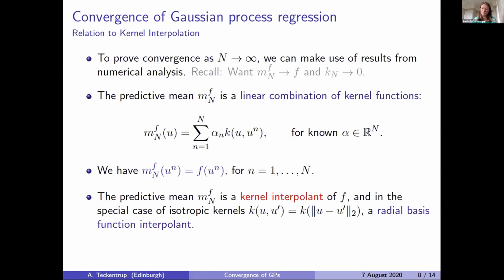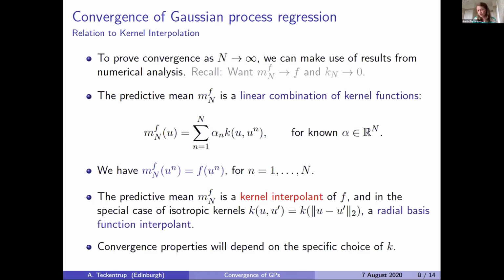So radial basis function interpolants, or more general kernel interpolants, have been studied a lot in approximation theory, right? So there is actually a lot of information about what happens as n tends to infinity, and you can use this theory to apply it to Gaussian process regression. There is theory available for a very wide range of choices of k, and the convergence properties that you get will depend very much on the specific choice of k that you choose.